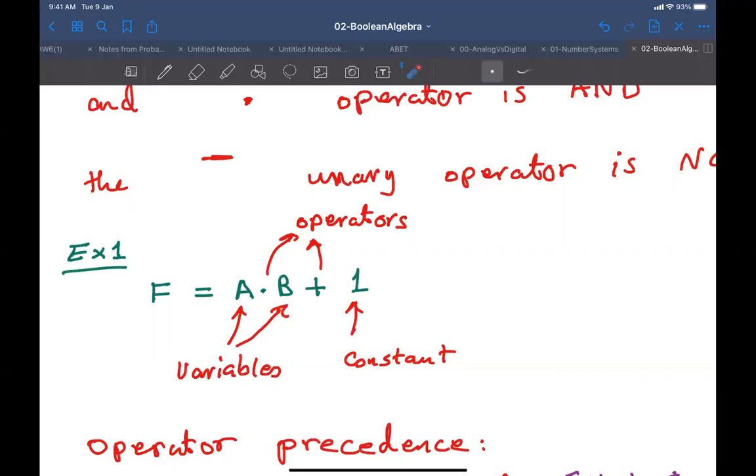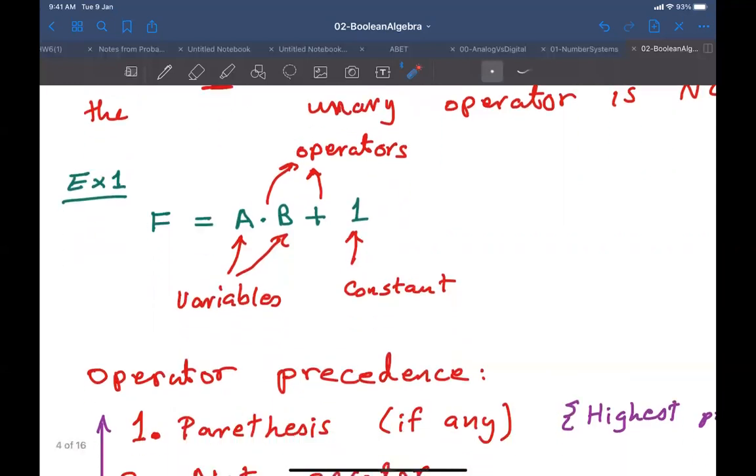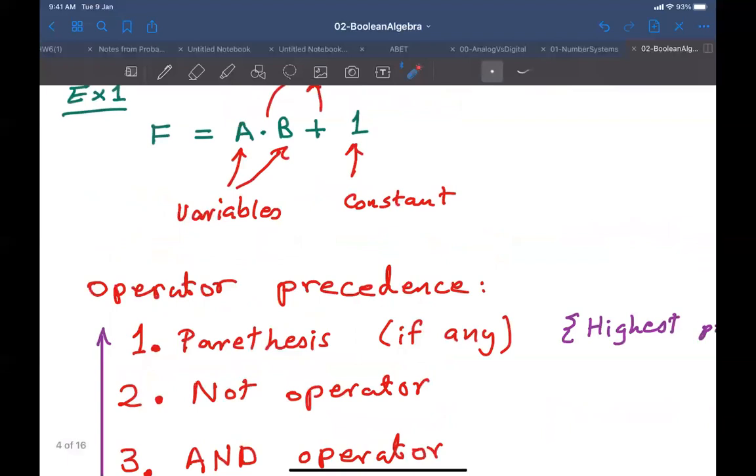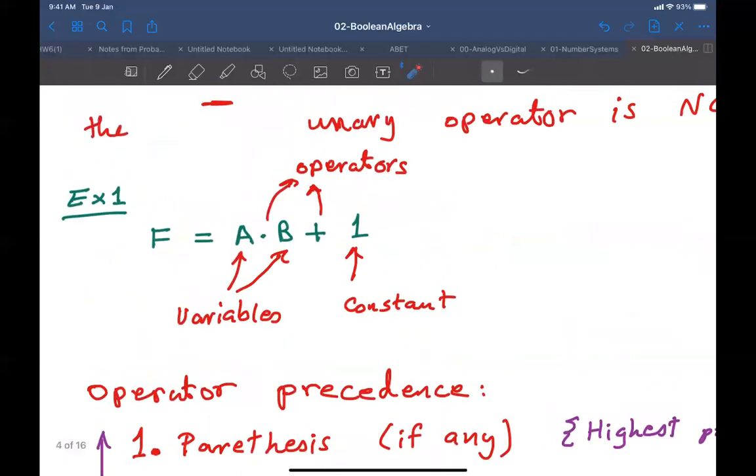There is also what we call operator precedence in Boolean algebra, in which the highest priority is given to what is inside the parentheses. This has the highest priority. And then the unary operator, which is the NOT, and then the AND operator, and then the OR operator has the least priority. So if you understand this, then you can tell me which operation is performed first in this function.